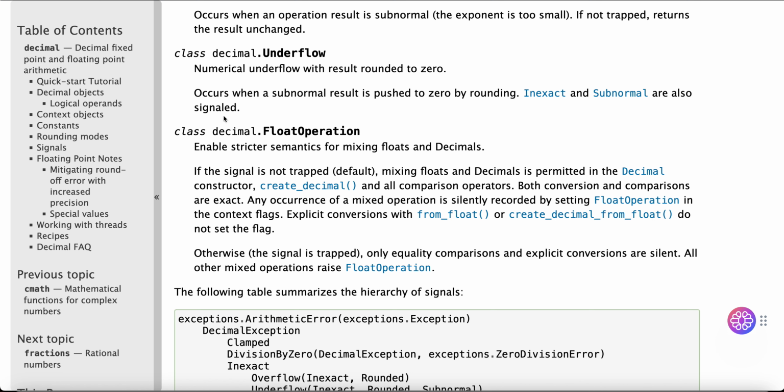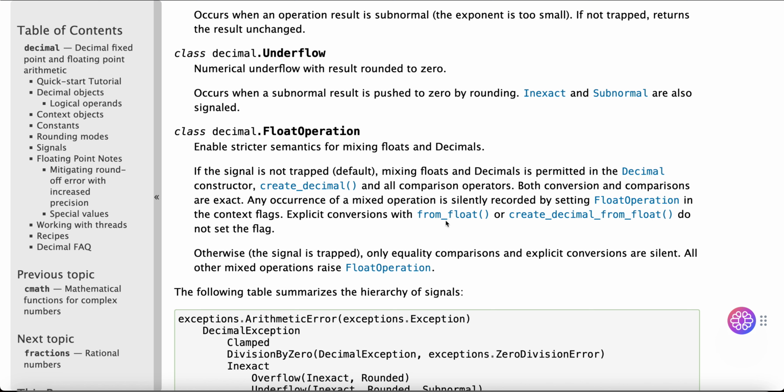Inexact and subnormal are also signaled. Decimal.FloatOperation enables stricter semantics for mixing floats and decimals. If the signal is not trapped (the default), mixing floats and decimals is permitted in the Decimal constructor, create_decimal, and all comparison operators. Both conversion and comparisons are exact. Any occurrence of a mixed operation is silently recorded by setting FloatOperation in the context flags.